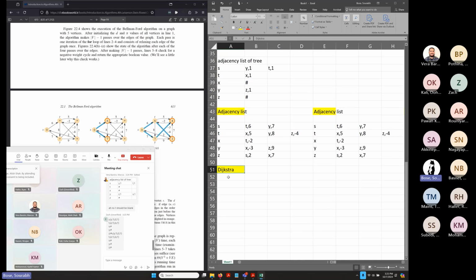Let's do Dijkstra. I want everybody to type out the answer if you can once you have it for the adjacency list. It should look something like what Zach and Marcos submitted. X, Y, Z.